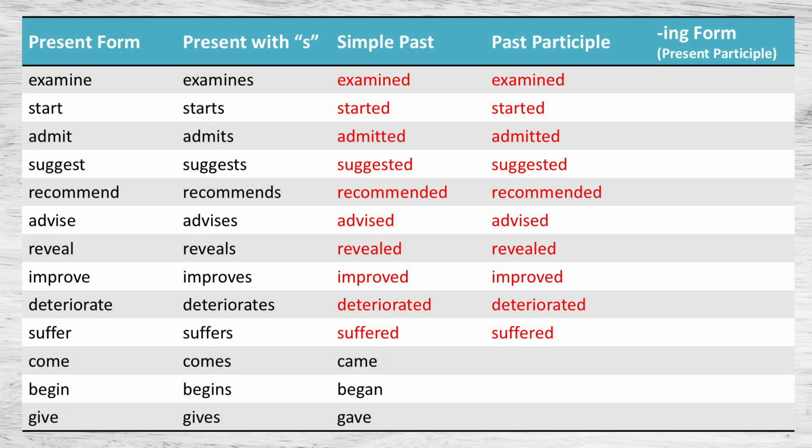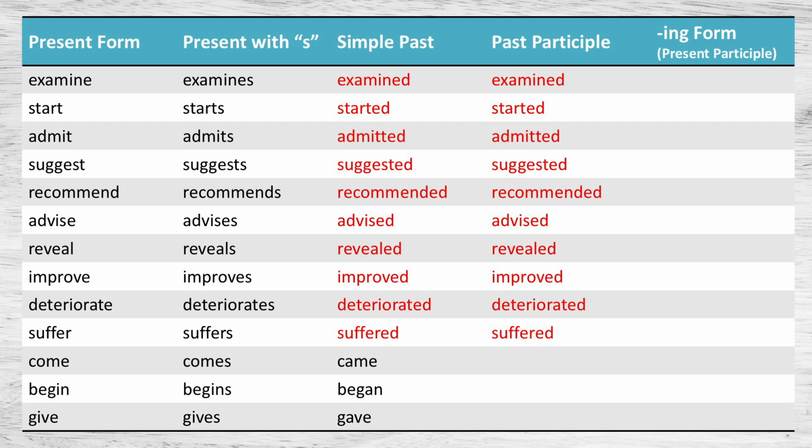For instance, the past form for examine is examined. The past participle form of examine is also examined. They are the same. If you look at the table, I have highlighted those words where the past form and the past participle form are the same and pronounced the same way.